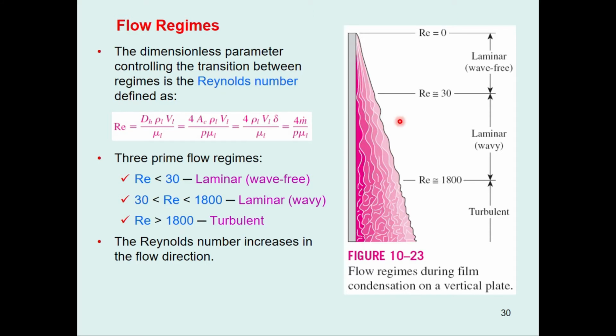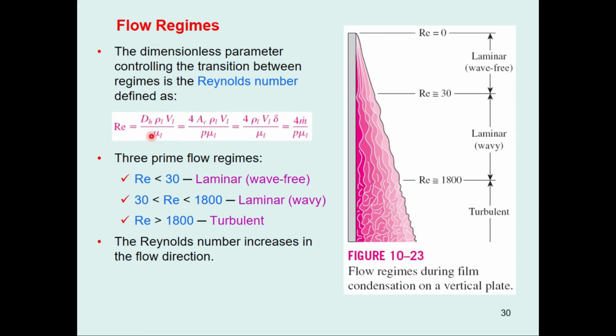The ripples or waves may appear on the free surface of the condensate as the Reynolds number increases. If the Reynolds number is in between 30 to 1800, you may see the wavy behavior on the condensate film, on the outside of the plate. This region is known as the laminar wavy region. Where the maximum turbulence is observed is called the turbulent region, and the Reynolds number will be higher than 1800. So we can say that this region is known as the turbulent region.